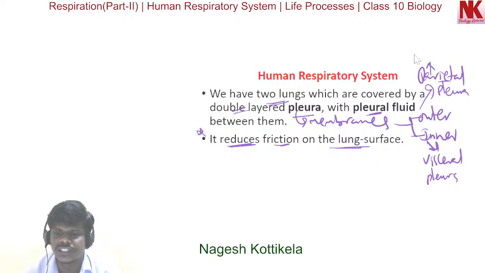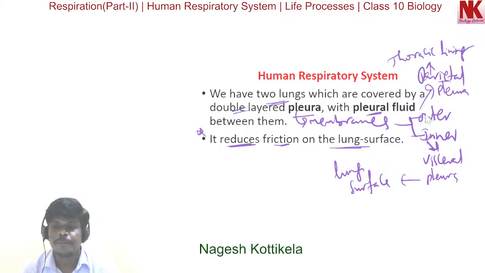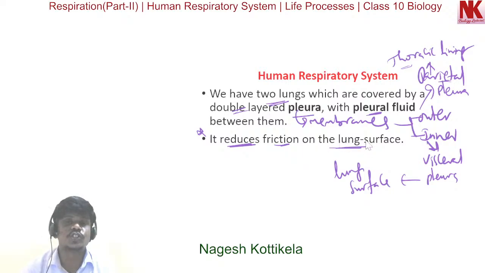Okay, it has the contact with thoracic lining. And this visceral pleura has contact with the lung surface. So parietal pleura has contact with the thoracic lining, visceral pleura has contact with the lung surface, and between these two pleural membranes, pleural fluid is present, that is reducing the friction on the lung surface.